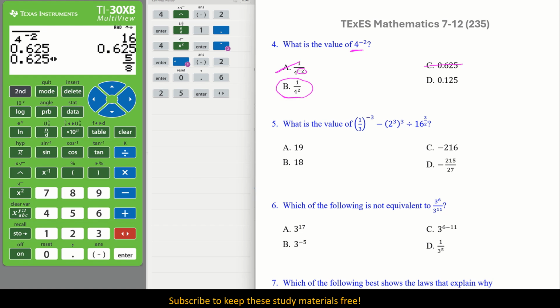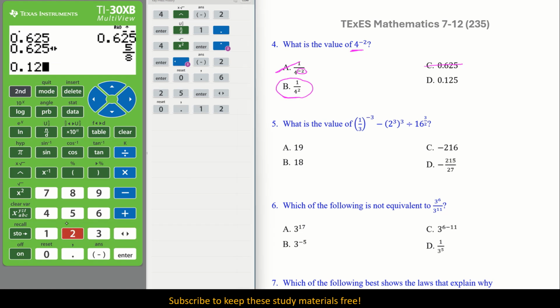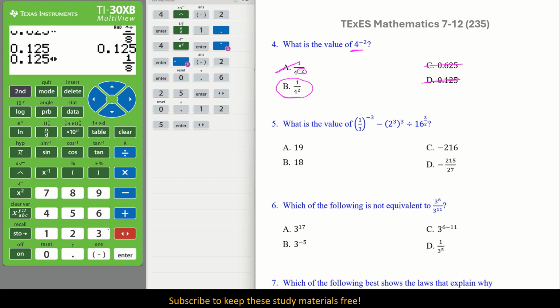But let's enter it in. 0.125. Okay, now it's typed in. Now we have to actually enter it in. Then push the toggle button above, and it is 1 eighth, and it's not equivalent. So we verified option B. Let's look at number 5. What is the value of this full expression?